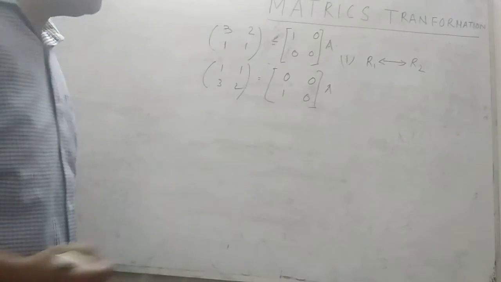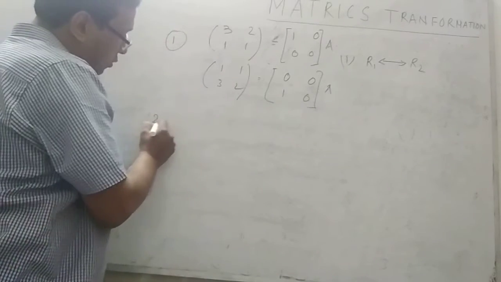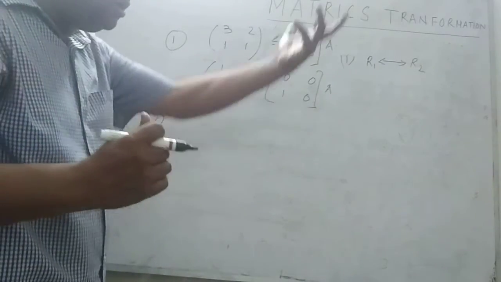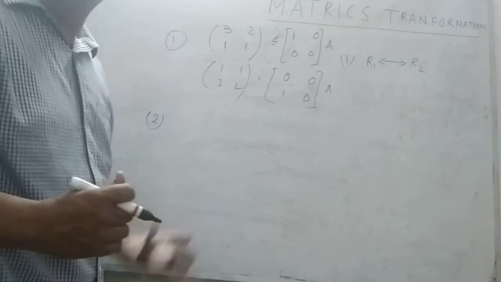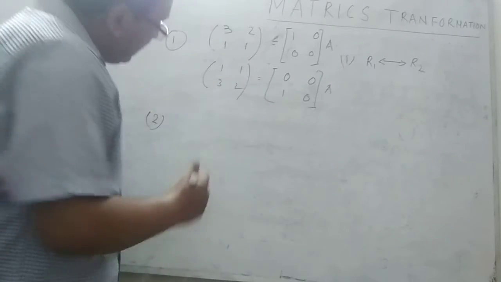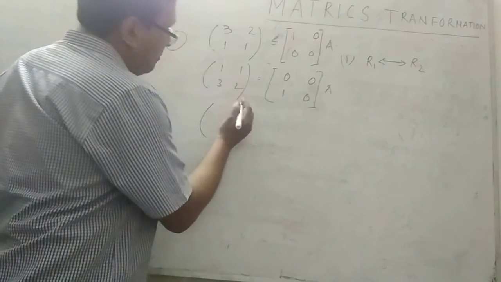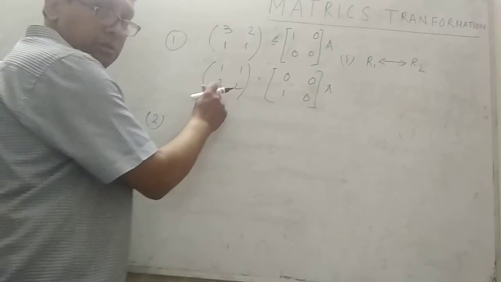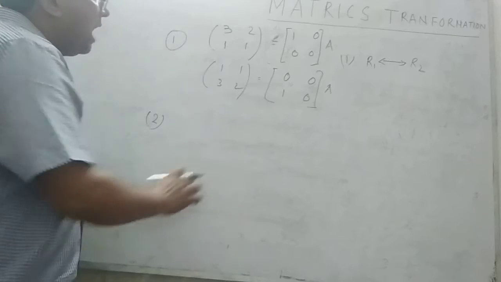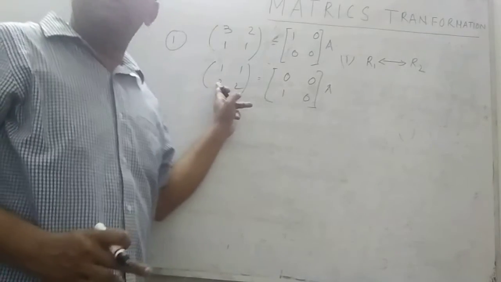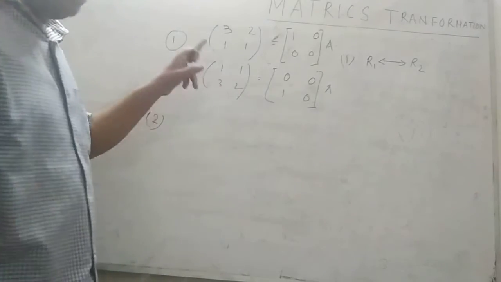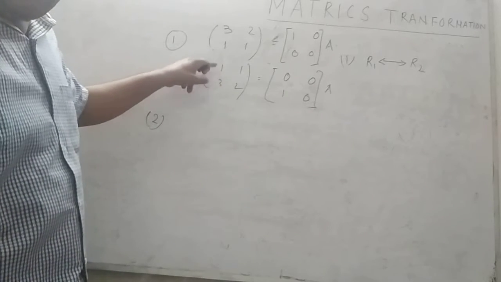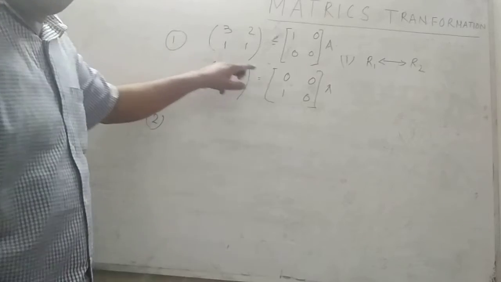Number 2 transformation, whatever we have done, is the multiplication of R1 or R2. Suppose this is 1, this is 3. Now, suppose I want to make it 0. My objective is to make it 0. So how can I do it? First, I will multiply this row 1 by 3.